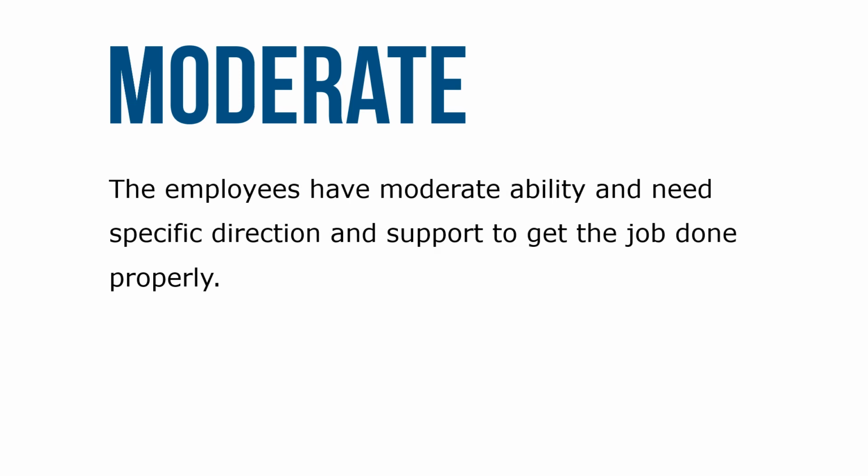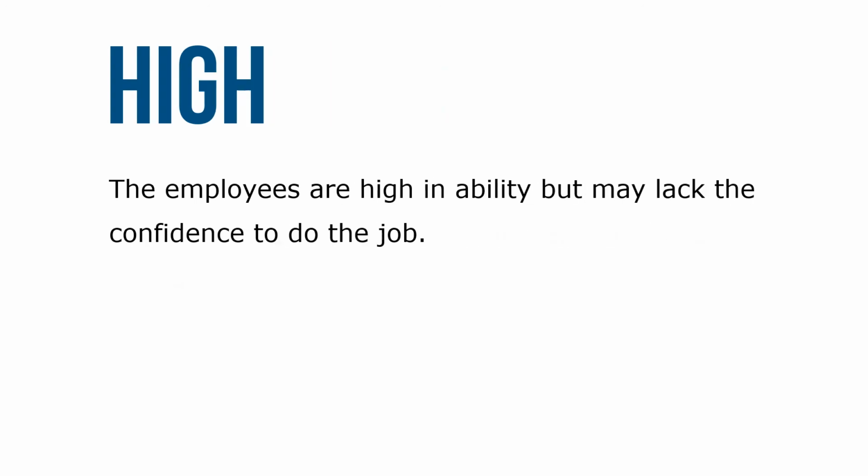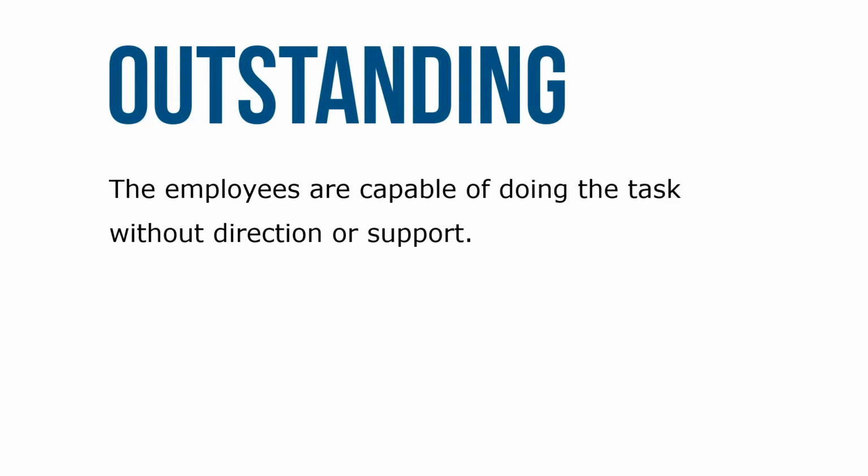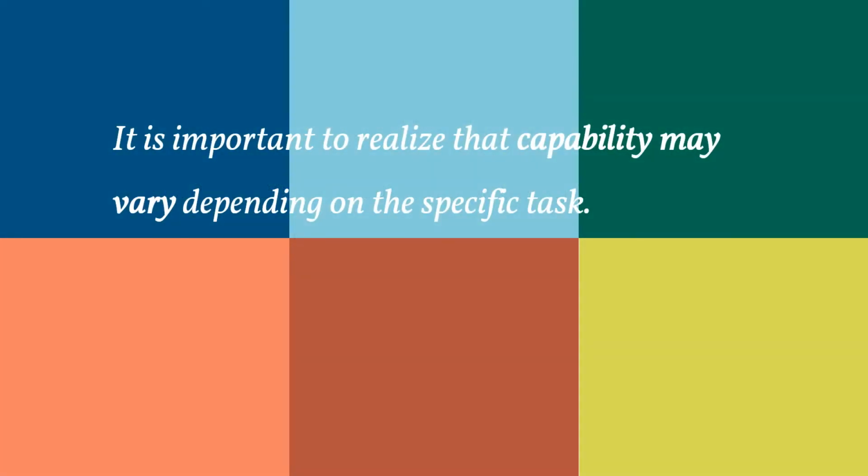Moderate, C2. The employees have moderate ability and need specific direction and support to get the job done properly. The employees may be highly motivated, but still need direction, support, and encouragement. High, C3. The employees are high in ability but may lack the confidence to do the job. What they need most is support and encouragement to motivate them to get the task done. Outstanding, C4. The employees are capable of doing the task without direction or support. It's important to realize that capability may vary depending on a specific task.